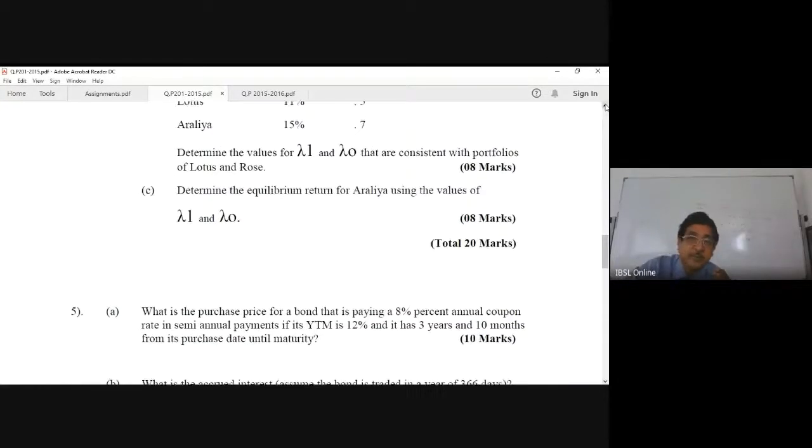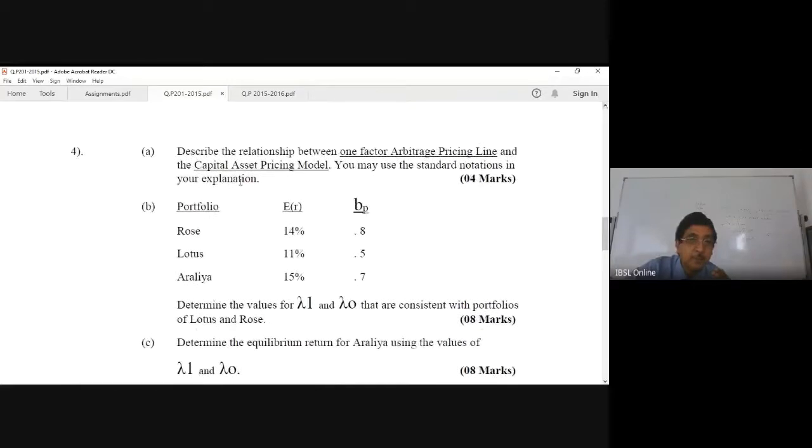So just look at it. Describe the relationship between one factor arbitrage pricing line and the capital asset pricing model. You may use the standard notations in your explanation. Now, here I just went through these things on a particular day, but I can just revise it again. Now, one factor arbitrage pricing line is normally denoted in this form. ER is equal to lambda 0 plus lambda 1 BP.